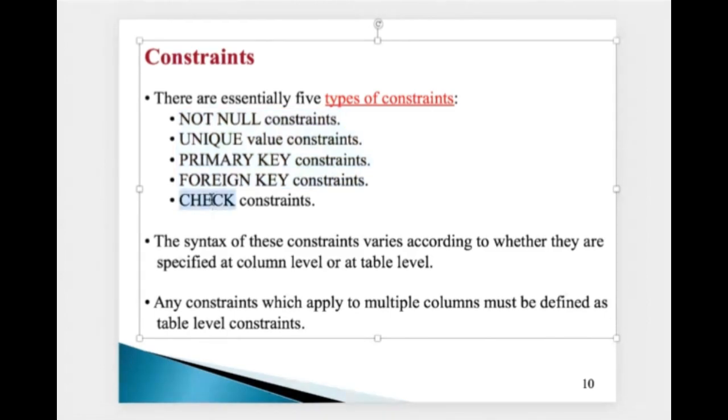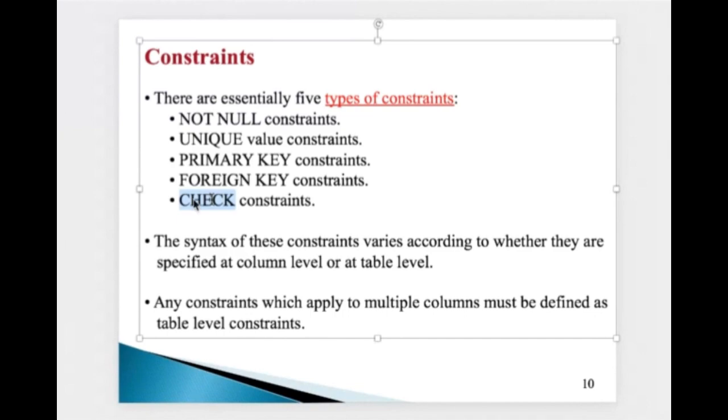Check constraint means that if you want to make a check, what are the possible values that are entered by the users. For example, if you are asking the user to enter his sex or gender, and you allow the user to enter only F for female and M for male, then you allow either F or M. If the user enters any other value, for example A or B or C, these are not valid values.